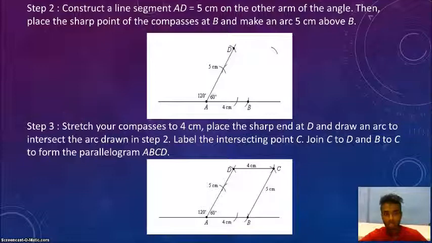Then place the sharp point of the compasses at B and make an arc 5 cm above B. Step 3. Stretch your compasses to 4 cm. Place the sharp end at D and draw an arc to intersect the arc drawn in step 2. Label the intersecting point C. Join C to D, B to C and form parallelogram ABCD.